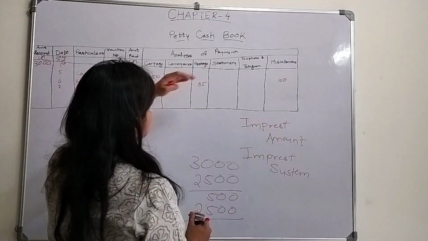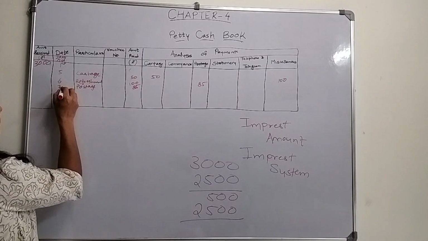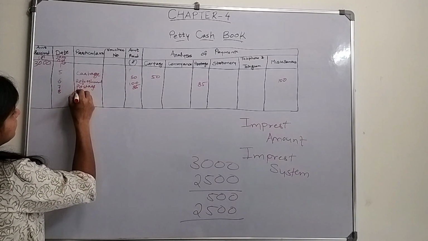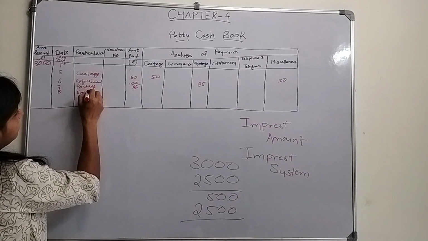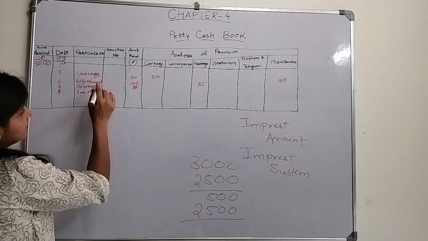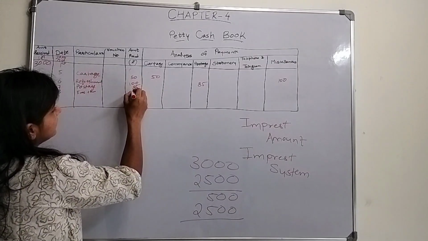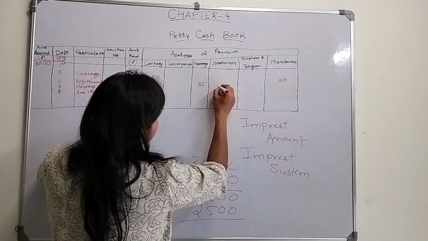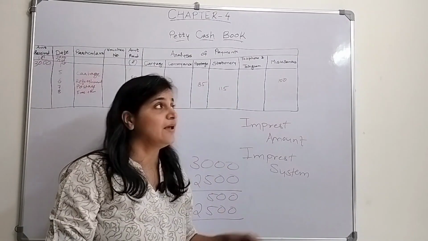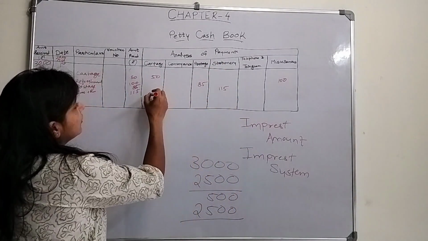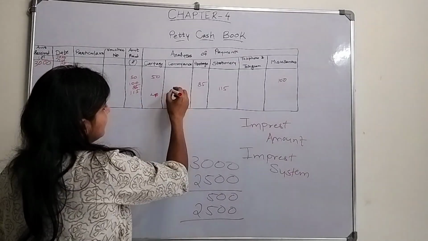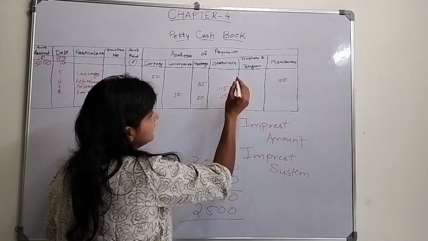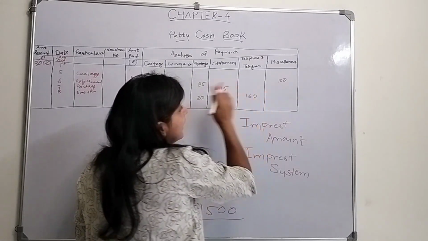Again, let's say stationery. On the 8th, they purchased erasers plus pens, of 115 rupees. So here they will write 115 under stationery. Like that, there will be certain other entries: cartage again of 40 rupees, conveyance 30 rupees, postage 20 rupees, stationery 25 rupees. They will record all these things in the books.